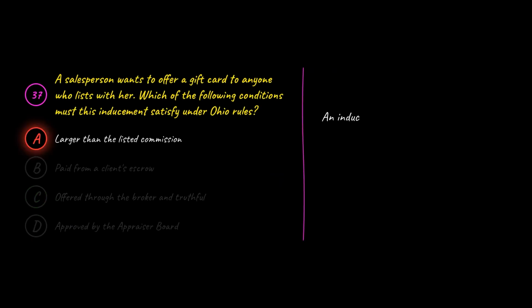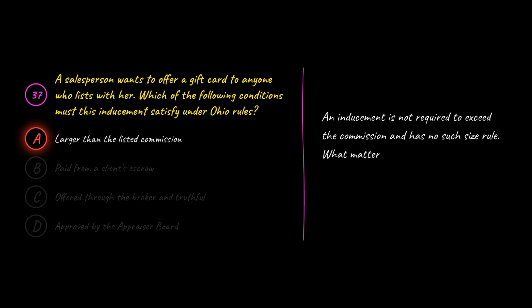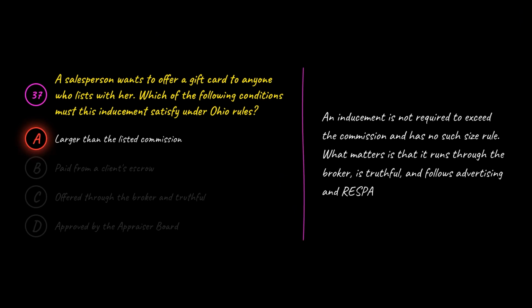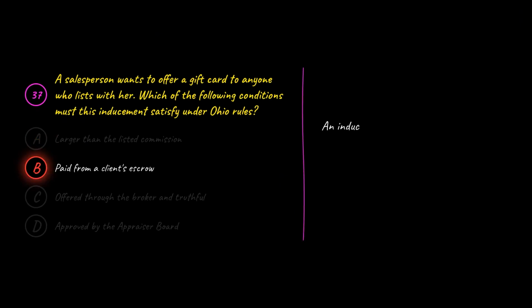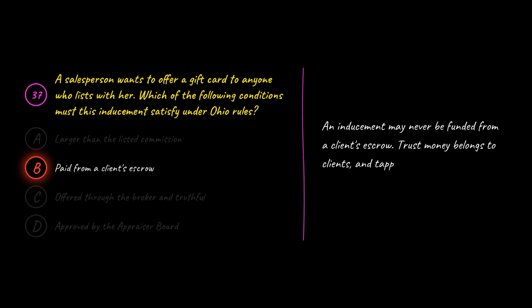A is wrong because an inducement is not required to exceed the commission and has no such size rule. What matters is that it runs through the broker, is truthful, and follows advertising and RIA-CA rules. B is wrong because an inducement may never be funded from a client's escrow. Trust money belongs to clients, and tapping it for a promotional gift would be conversion of those funds.